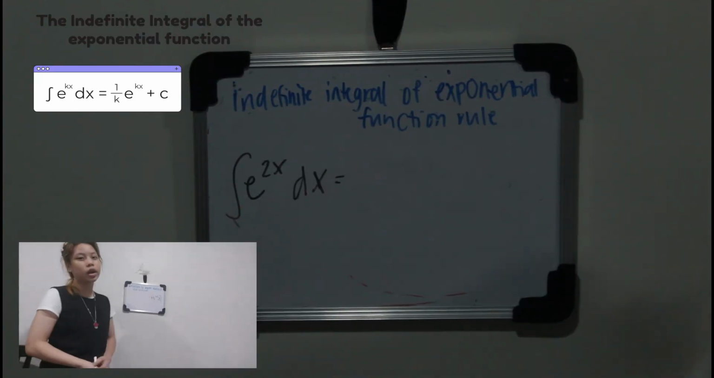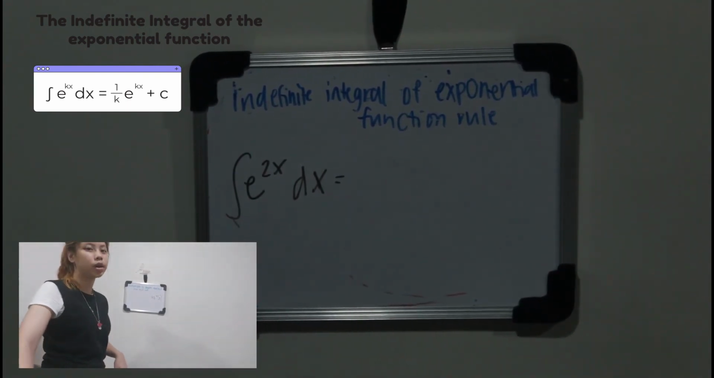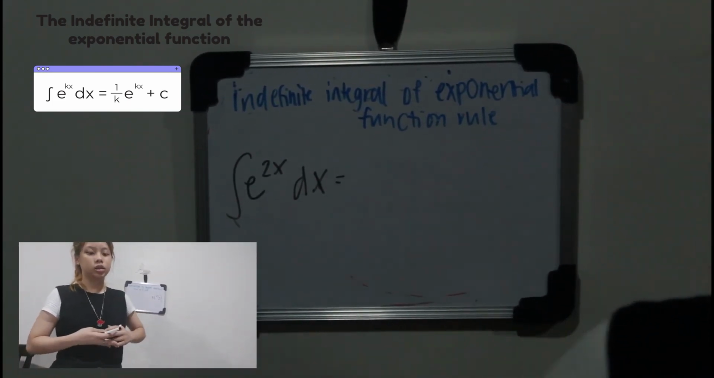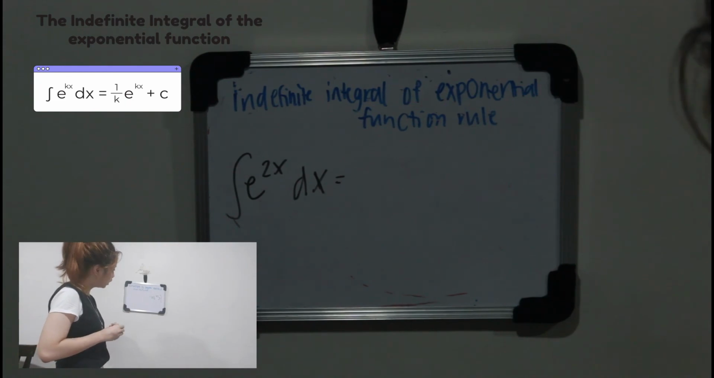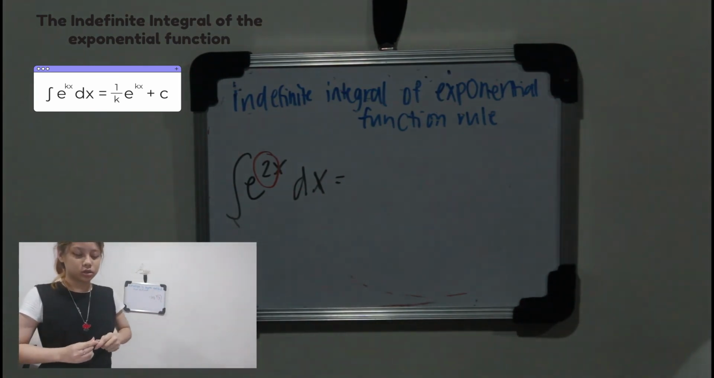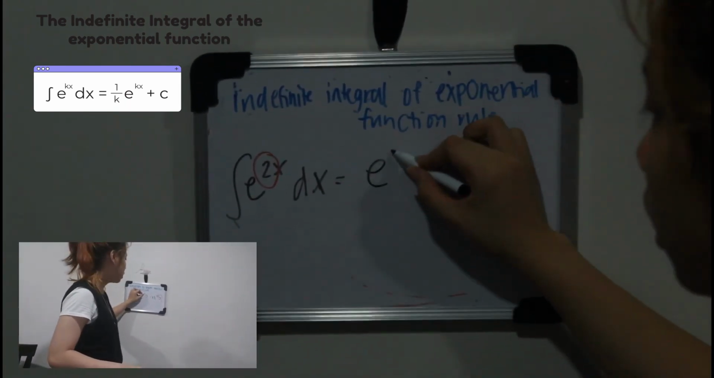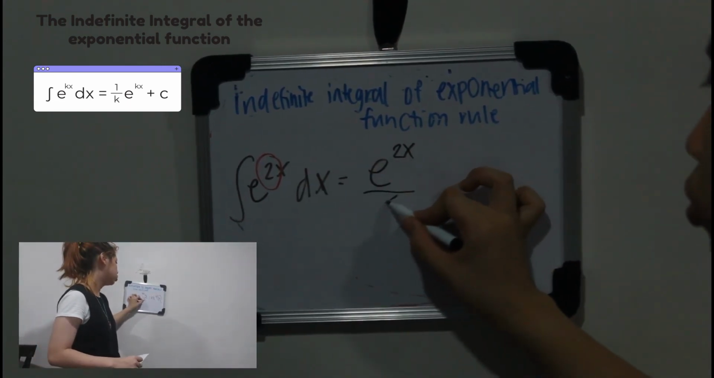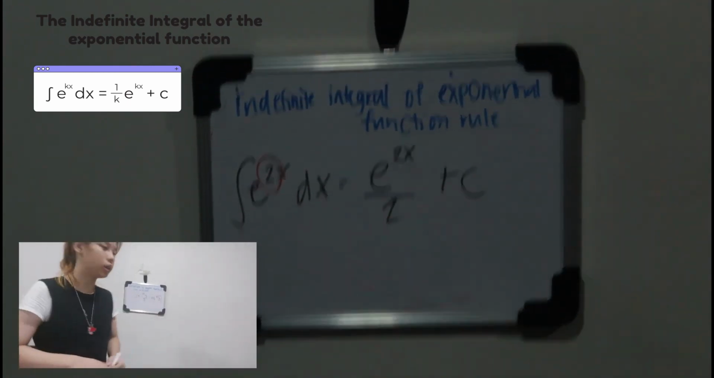So, in finding the integration of our given, let's first identify what is our constant k here, based on the formula that I have given to you earlier. So k here is the 2. Applying the formula for this, which is e raised to kx over the k, which is the 2, plus c. Then there we have already our answer. It is that simple lang naman.